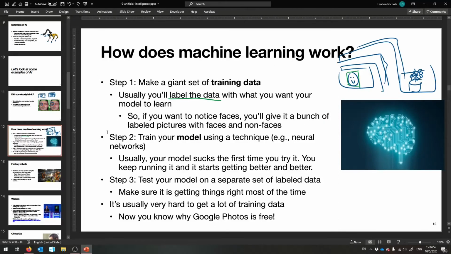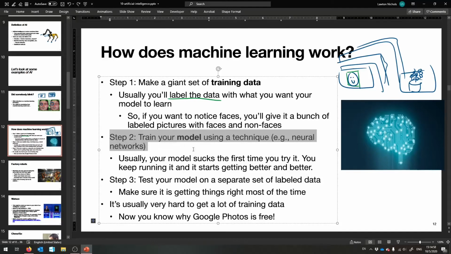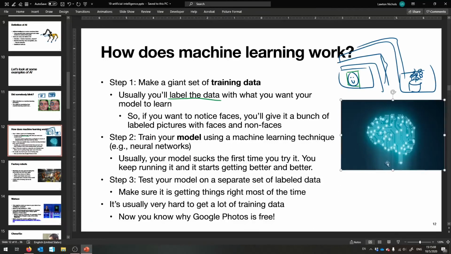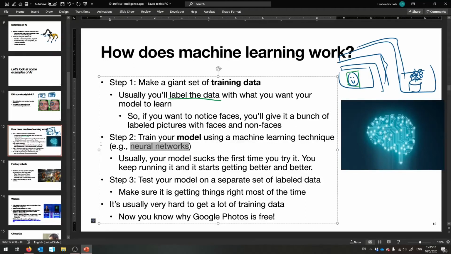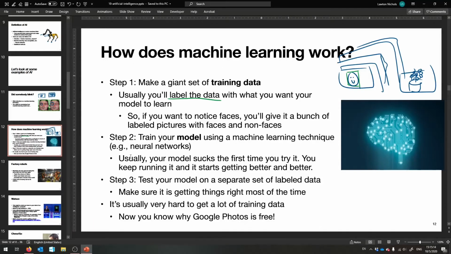Then step 2 is usually the longest step. You're going to train your model using some machine learning technique. Maybe you've heard of neural networks before. I guess this is a picture of that. It's like artificially modeling the way that neurons work in a brain. So that is essentially machine learning. It's really not that bad.